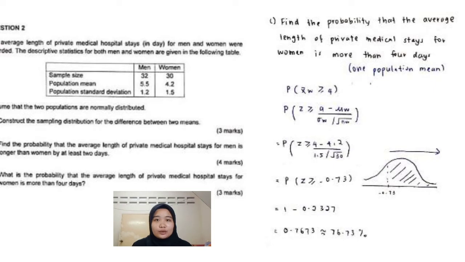Draw the bell shape and we know that we will minus 1 with the value. It is because we want to know the probability for more than. So, look up the value for negative 0.73 from table 3 statistical table and we will get 0.2327. Thus, the answer is 0.7673, or we can write it as a percentage, which is 76.73%. I think that's all from me. Thank you.